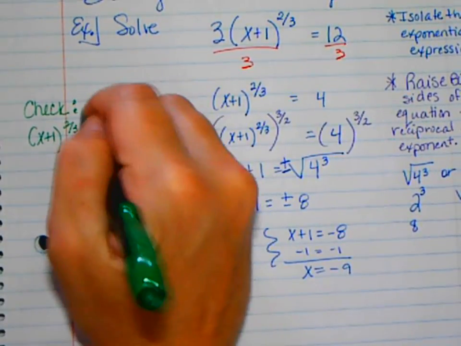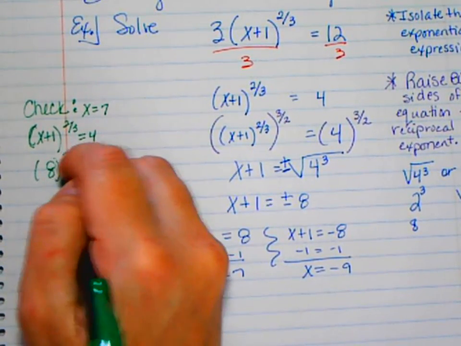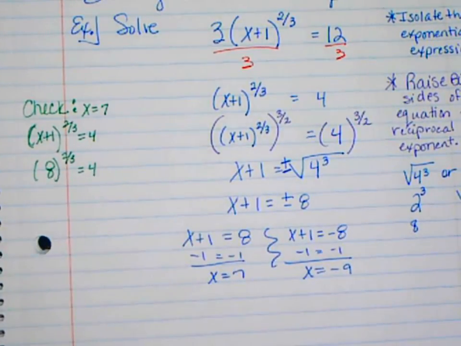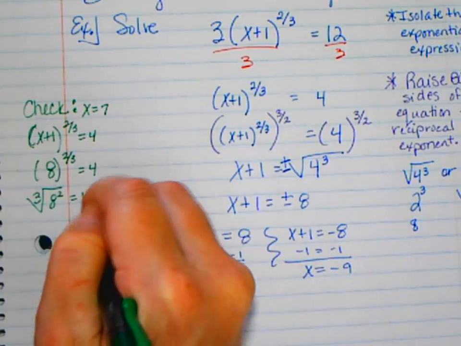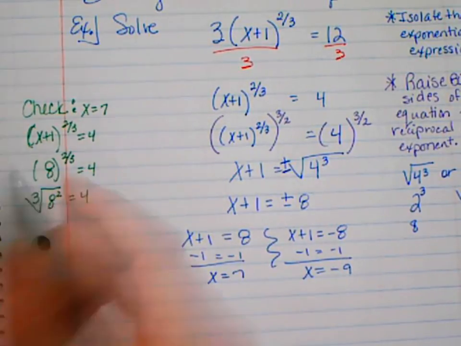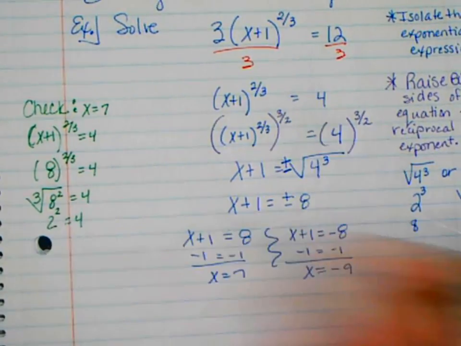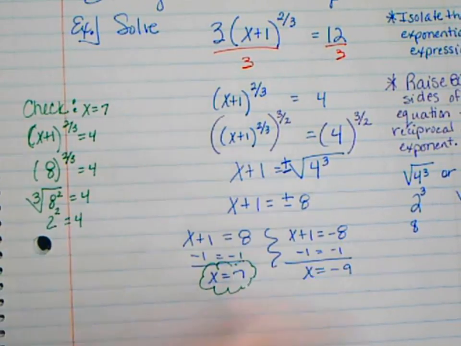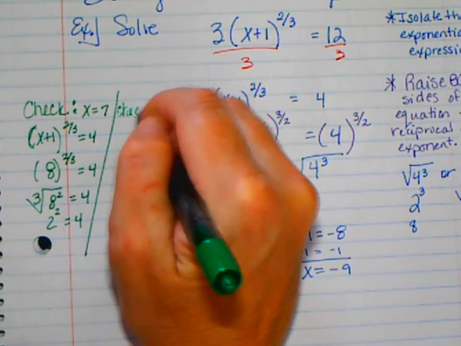I'm going to check 7 first. So 7 plus 1 is 8 raised to the 2/3. 8 raised to the 2/3, I'm going to write that as a radical. So that'd be the cube root of 8 squared. We can either do 8 squared is 64 or we can do the cube root of 8. Can you take the cube root of 8? Yeah, so I would do that. Cube root of 8 is 2. My radical's gone. And then 2 squared is 4. Is that true? So we know 7's a solution. Let me check x equals -9.